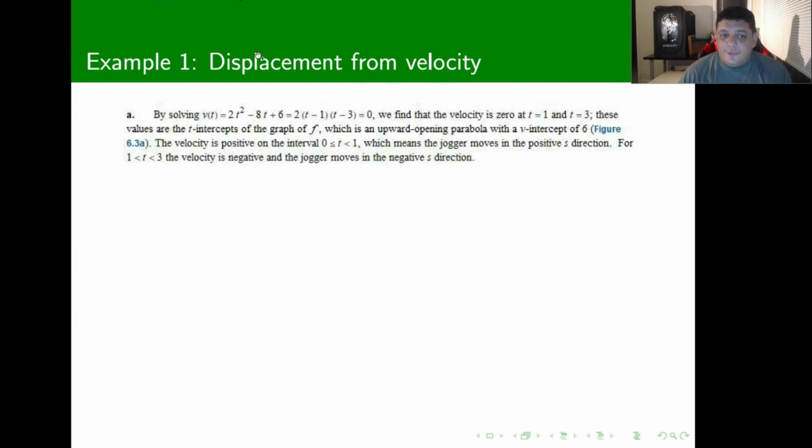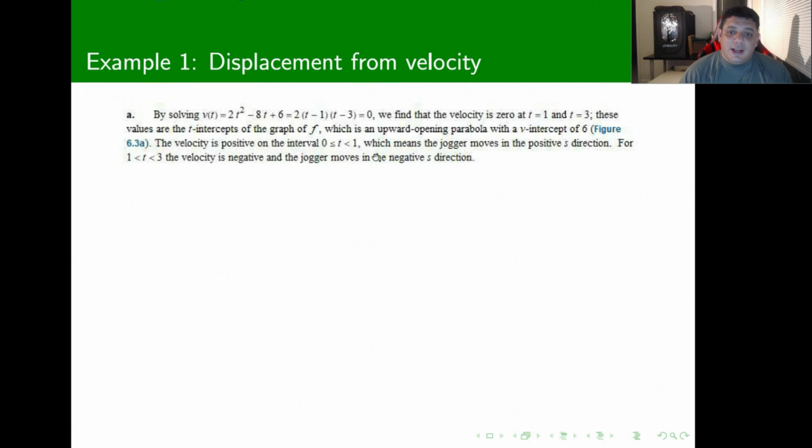So for the first thing, notice that the function b of t is a quadratic function. We can factor this quadratic function though. We can take a 2 factor of it, and we're going to get t squared minus 4t plus 3. That can be factored as 2 times (t minus 1) times (t minus 3).